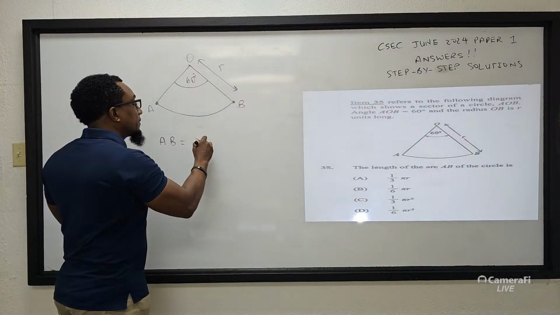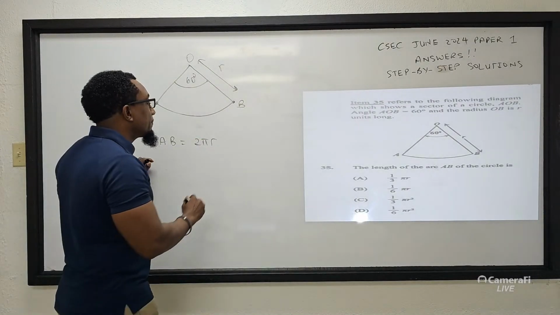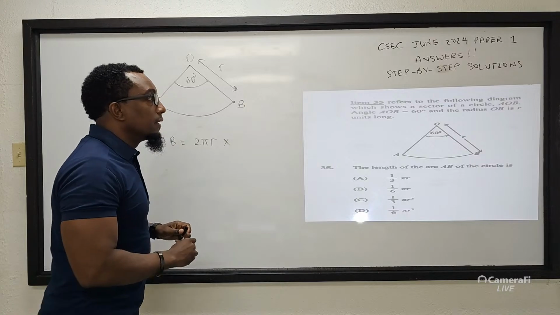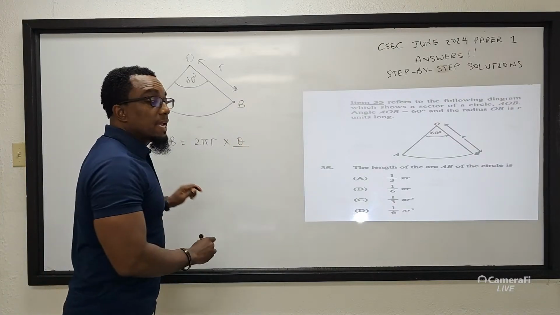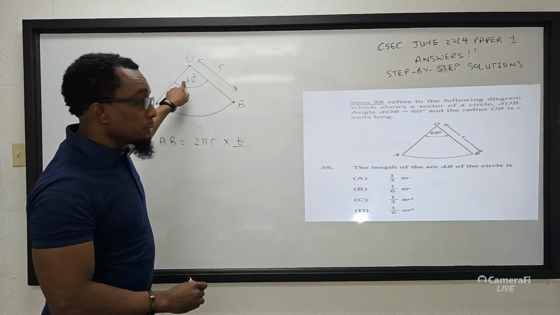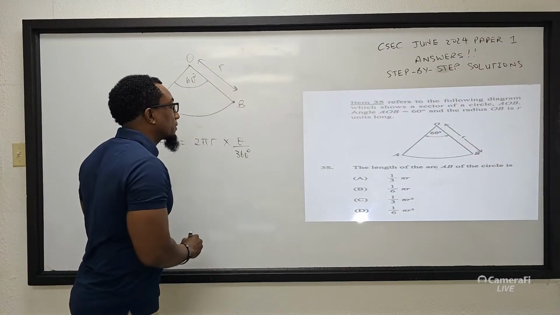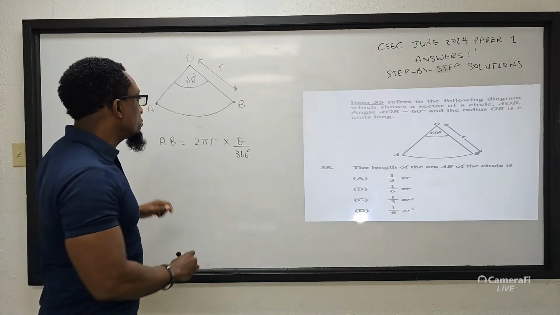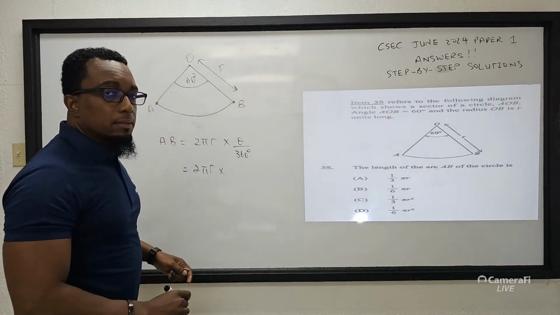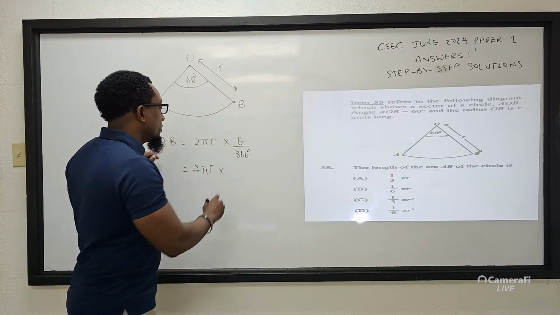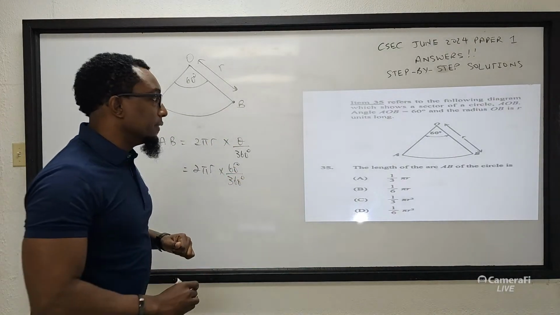The circumference of a circle is 2 pi r, and that length of arc is a fraction of the circumference, which we write as the sector angle, which is the 60 degrees. We denote it by this symbol here, theta, all over 360 degrees. So this will be 2 pi r times theta, which is 60 degrees, all over 360 degrees.